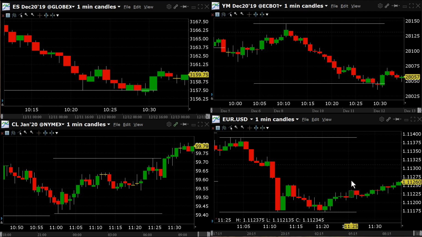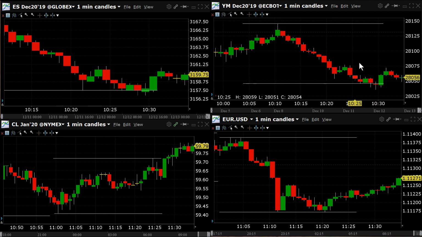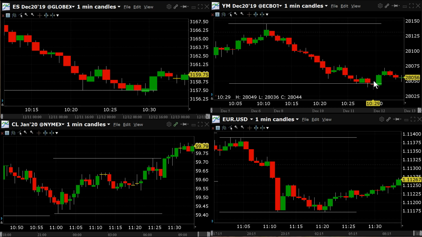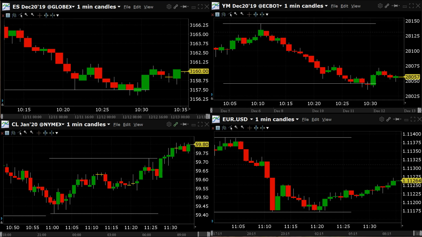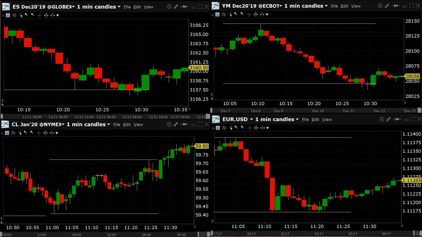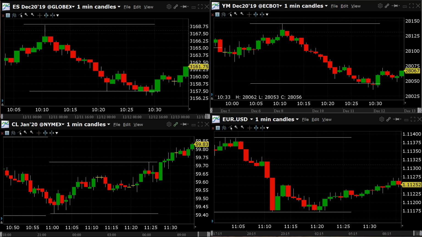For the Euro US dollar, it was a long. For oil, it was a long. For YM and ES, it's a long. Everything's long. But we're looking for possible offset entries on ES and YM. Otherwise, they are long signals and should continue to go long here. Yeah, I think the ES and YM are going to go up.